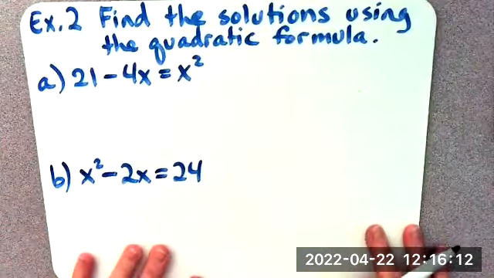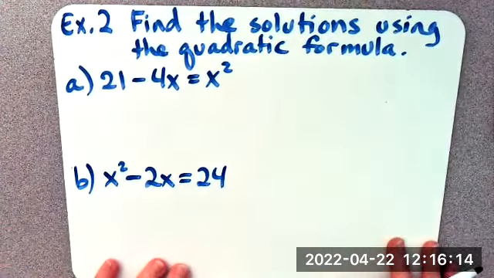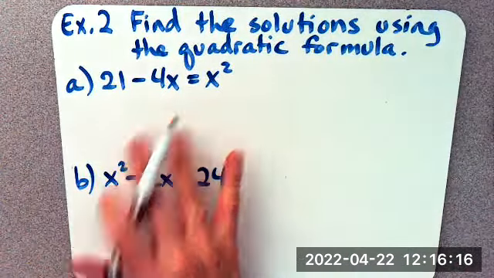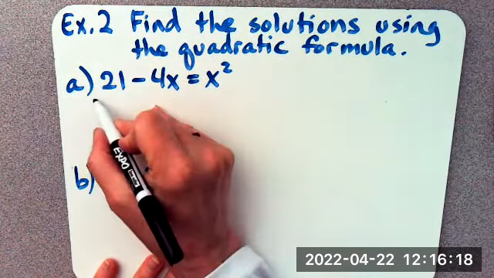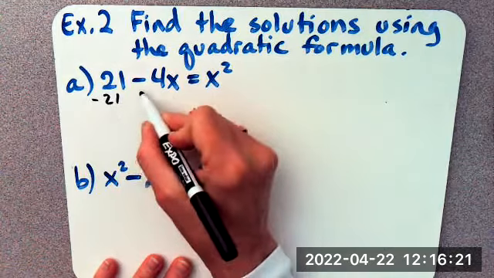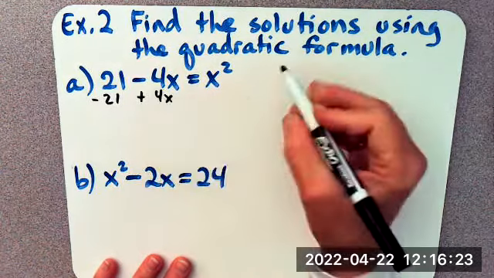All right, so let's find the solutions for this quadratic using the quadratic formula. So I want to subtract the 21 and add the 4x to both sides.